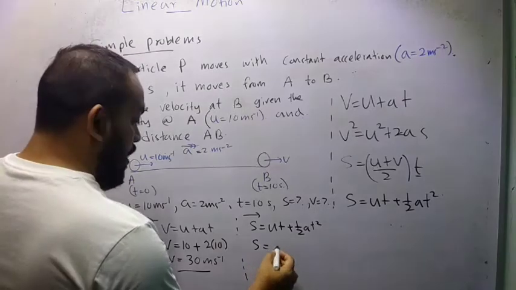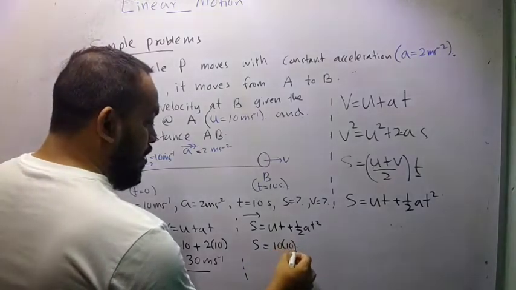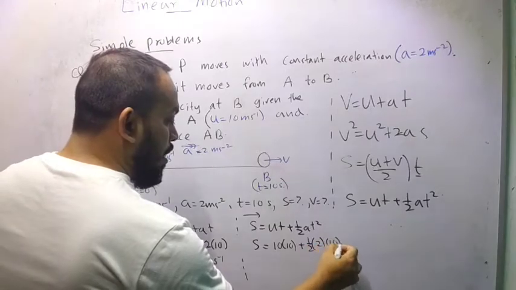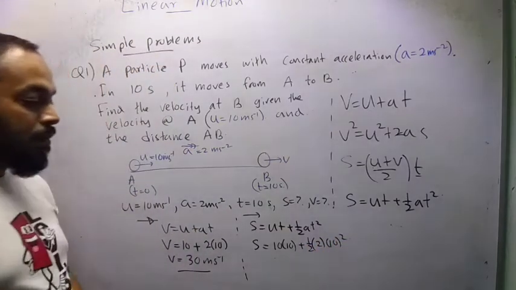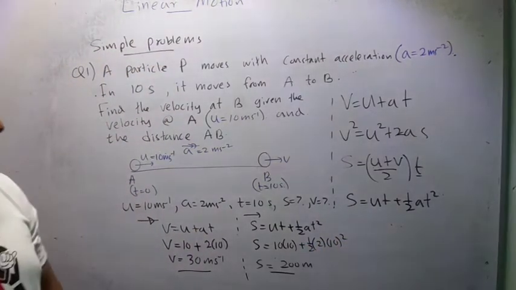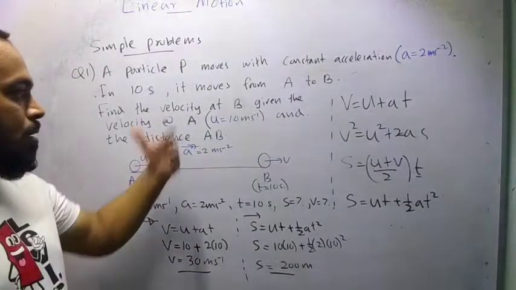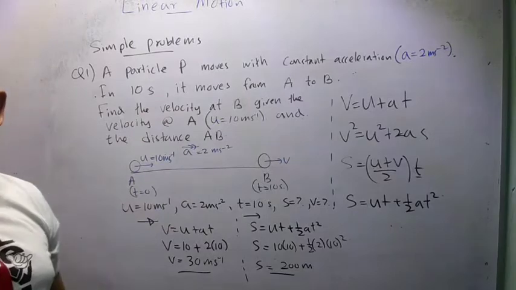u times 10 plus half times 2 times 10 squared. Right, so the answer is 200 meters. Okay, it's very simple. Let's look at another simple problem.